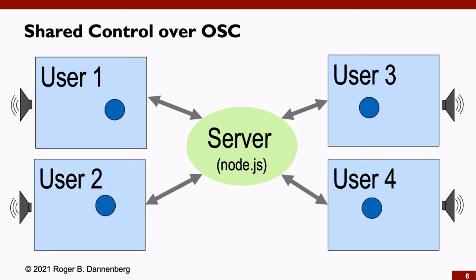So if user 1 moves a control, it looks like this. Any other user can operate controls at the same time, like this. Parameter changes are strictly ordered by the server and by WebSockets, so each performer gets the same parameter updates in the same order.